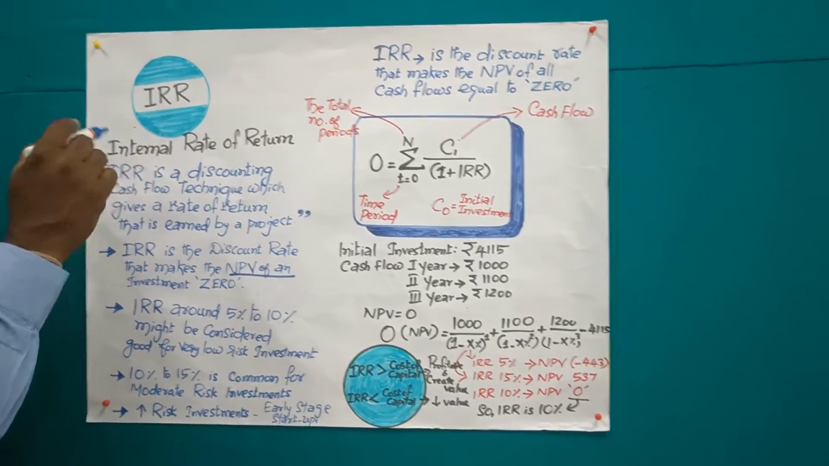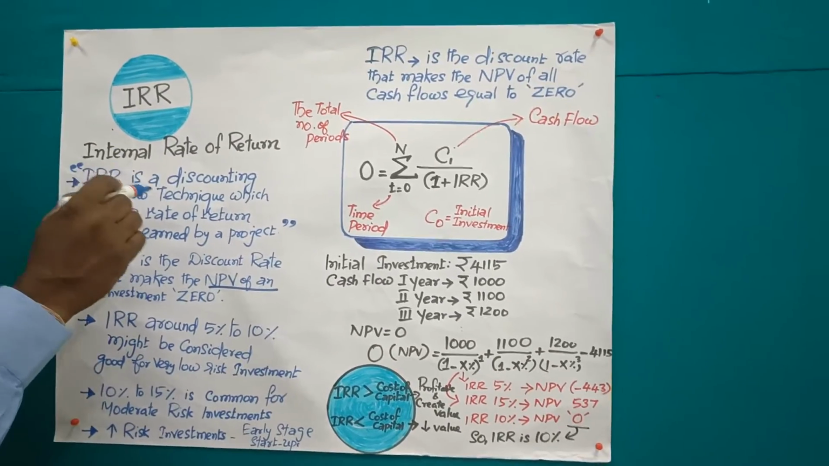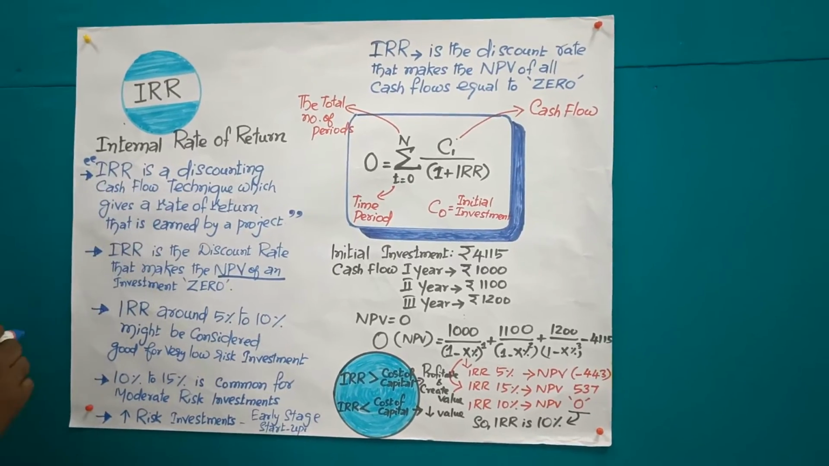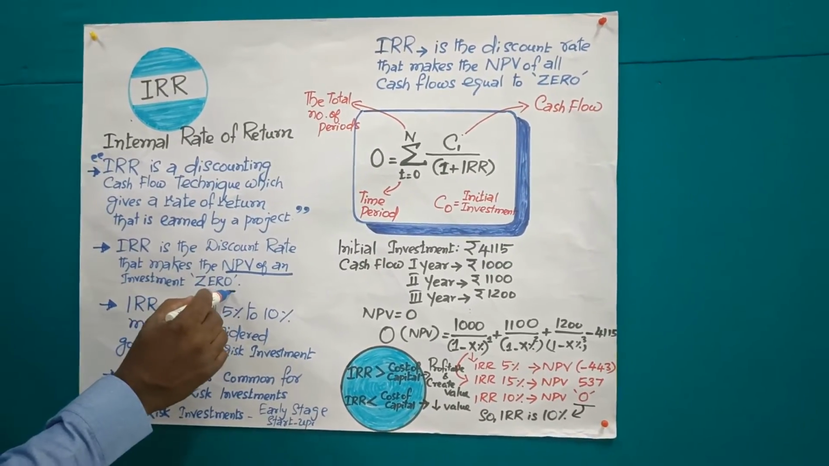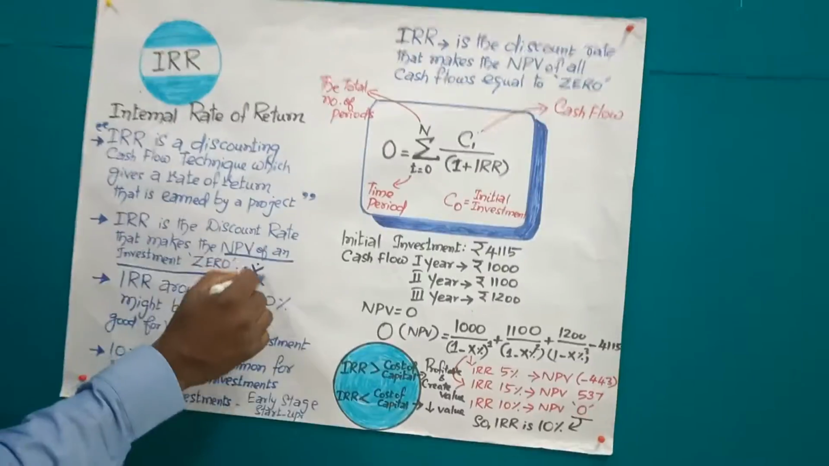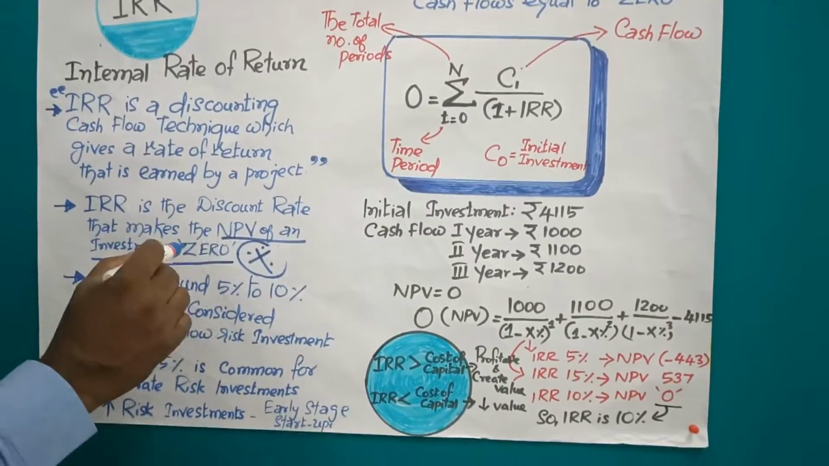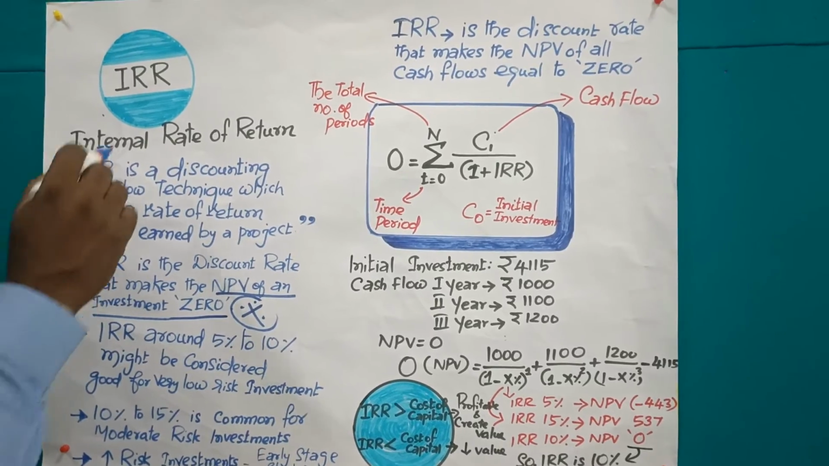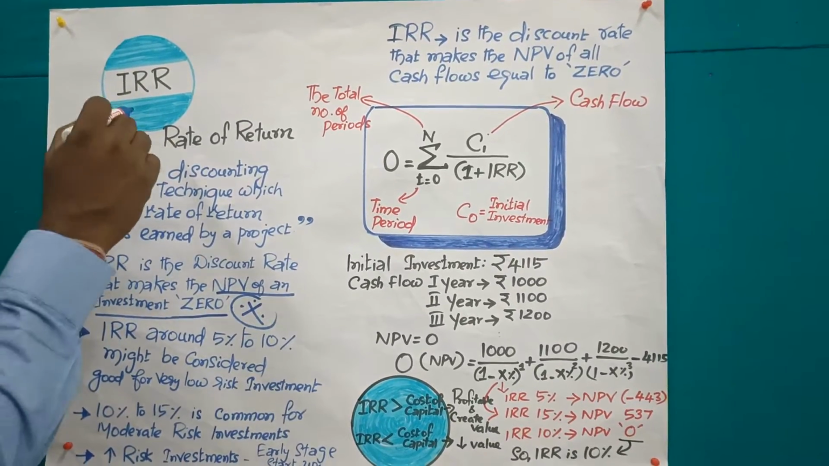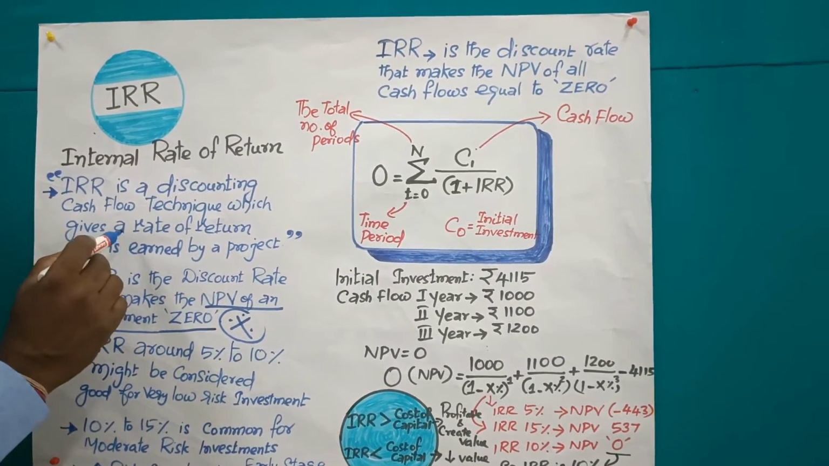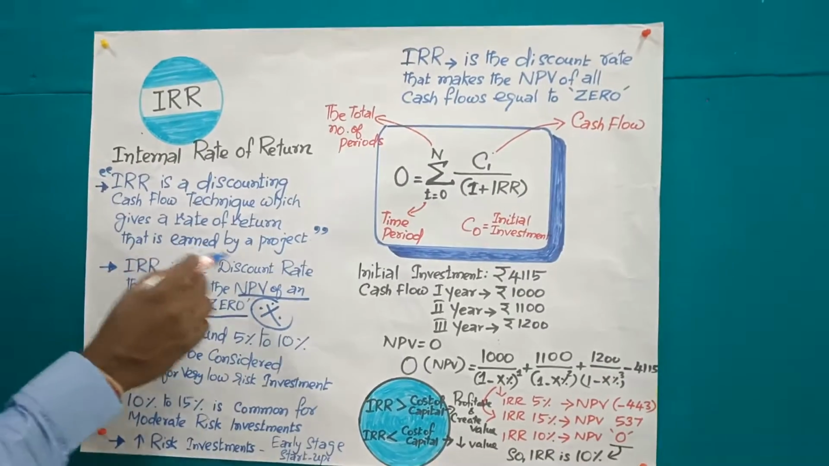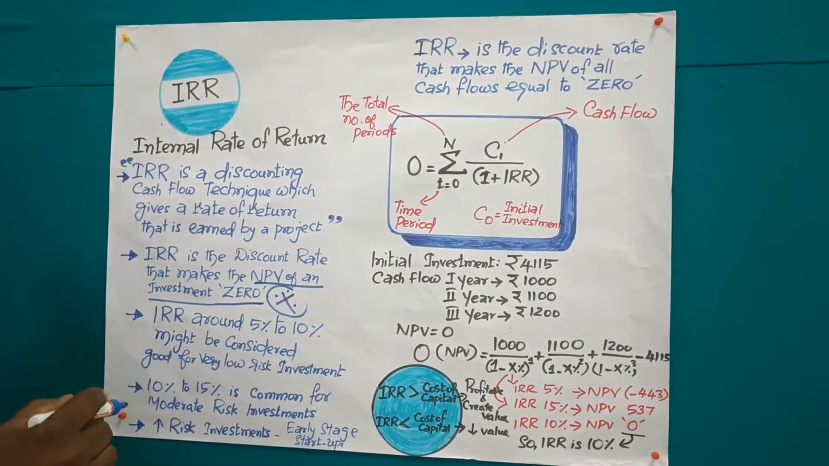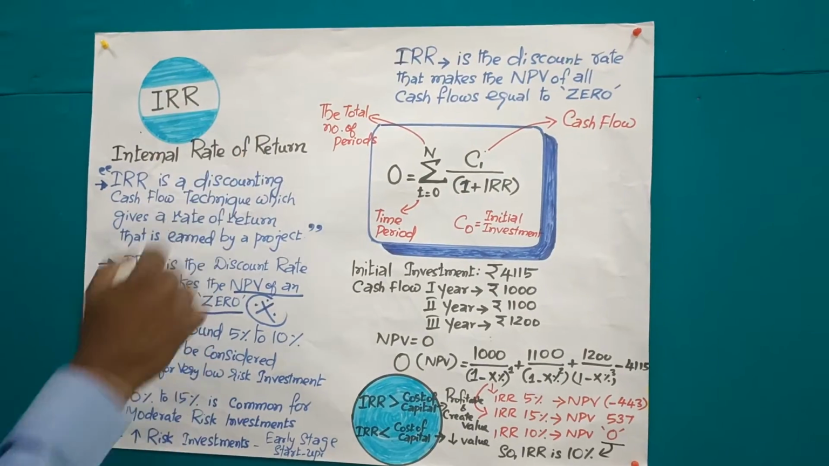So IRR is the discount rate that makes the NPV of an investment zero. This is a very important point you must remember. IRR is a discounting cash flow technique which gives the rate of return that is earned by a project.